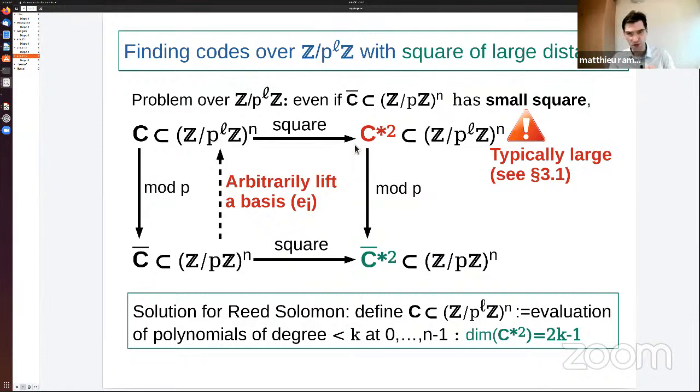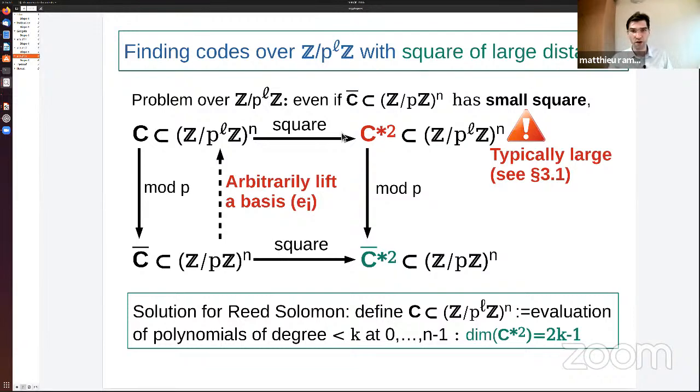Let me give the intuition of this problem. This problem comes from the fact that when a code has a small square, it means that you have many linear relations between the products of code words. But these linear relations hold modulo p. It is not guaranteed at all that these relations also hold modulo p to the L. This is the big technical problem.